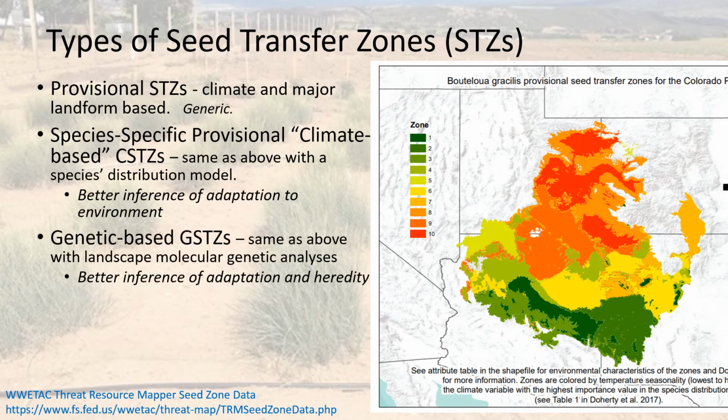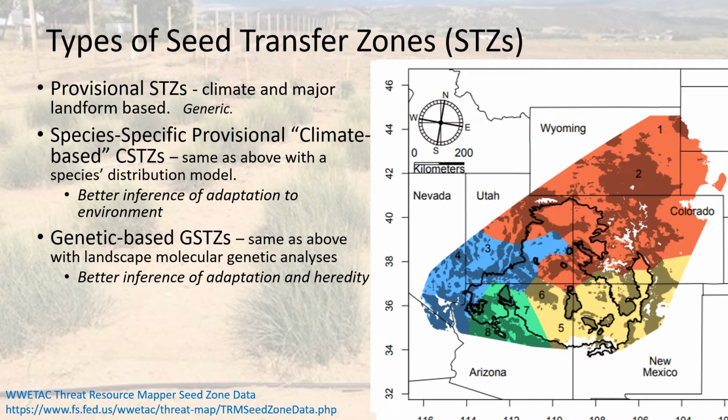There are better seed transfer zones available that were made with genetic analysis of materials from across a species range. So they give better inference of adaptation and heredity. This map is for hoary tansy aster, and it looks like we could probably be successful with restoration projects with just 2 sources in the Grand Staircase-Escalante region.